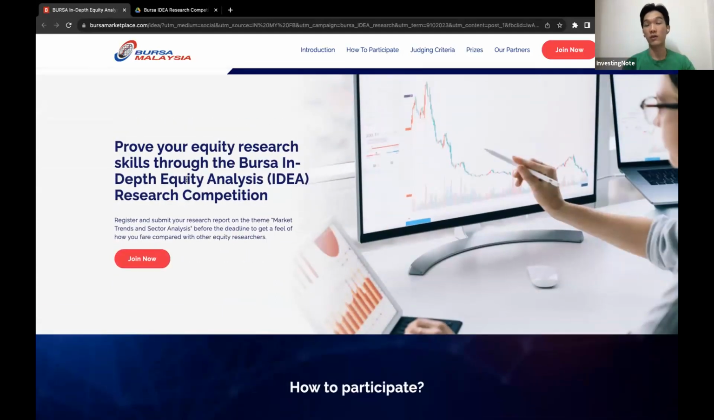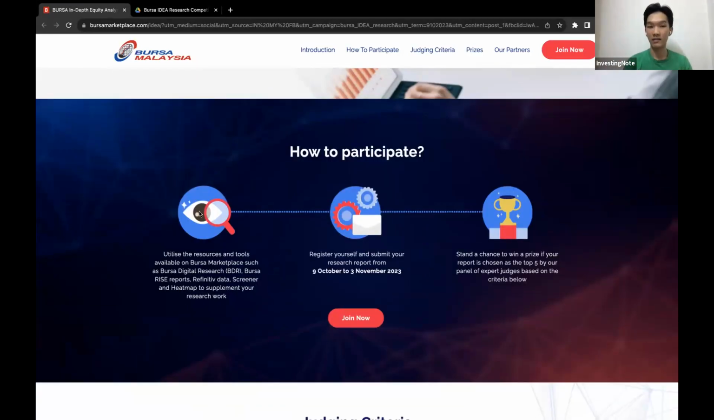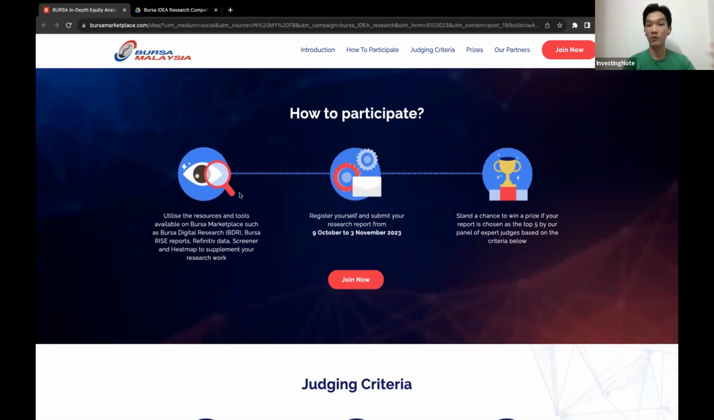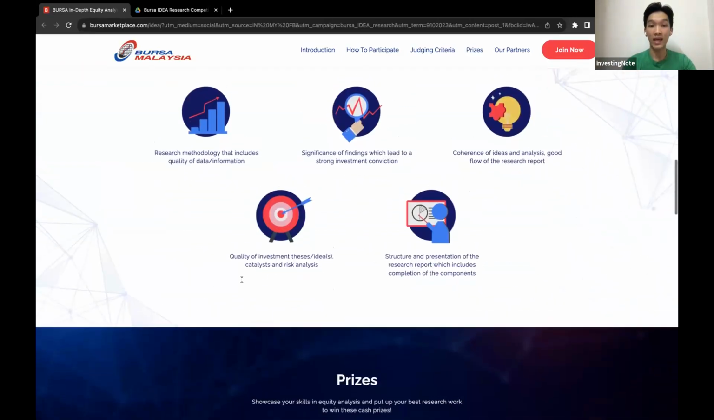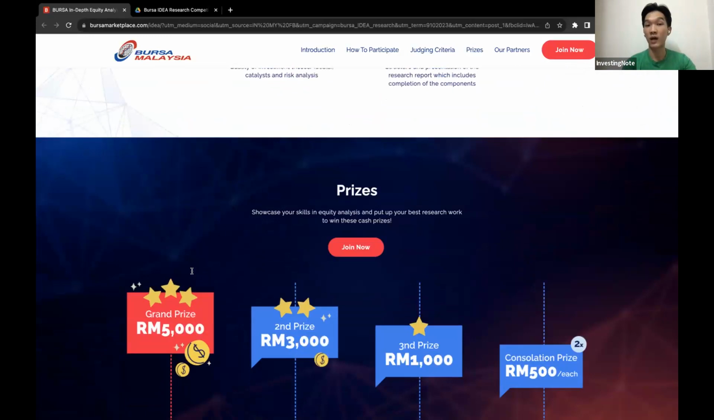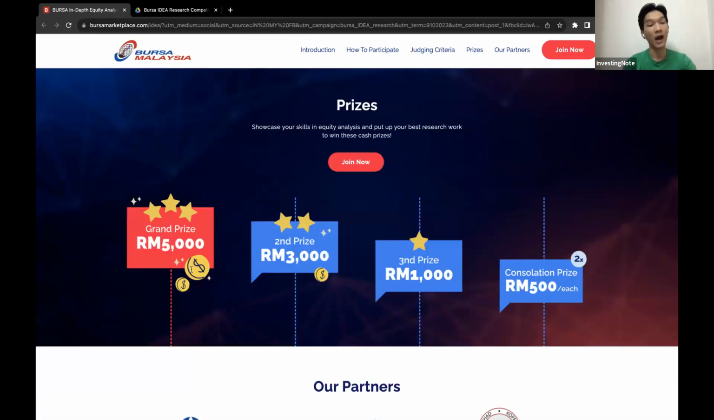This is a chance for you to prove your equity research skills through the Bursa Idea, and it's quite easy to participate, whereby you just have to utilize the resources and tools on Bursa Marketplace to write a research report, refine those data, register, and submit the report. You stand a chance to win up to 5,000 ringgit if you are able to be the winner. However, the second prize, third prize is still very tempting as well.